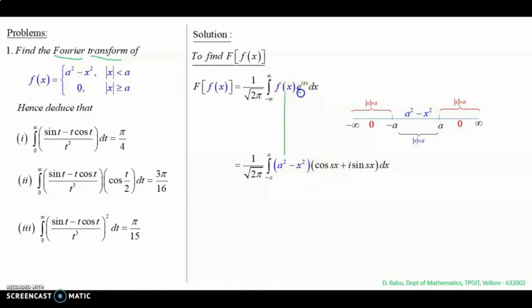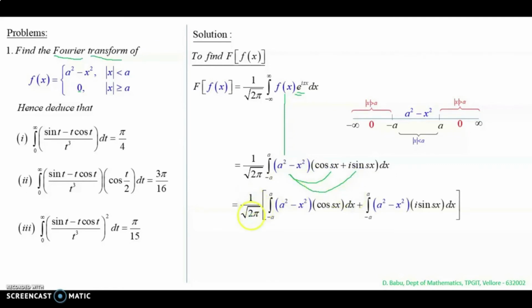Next, what is e power isx? E power isx equals cos sx plus i sin sx. So this can be written as this into this and this into this. This is equal to 1 by square root of 2 pi, integral from minus a to plus a of a square minus x square into cos sx dx, plus integral from minus a to plus a of a square minus x square into i sin sx dx.